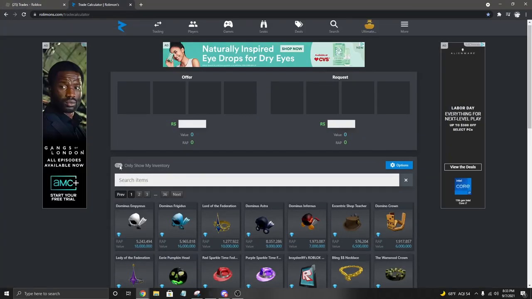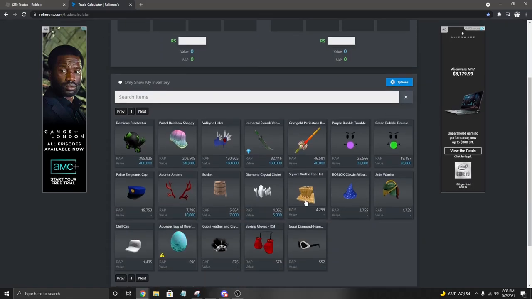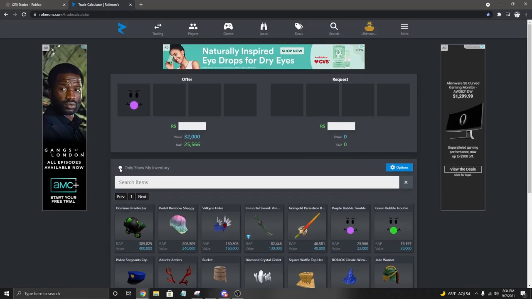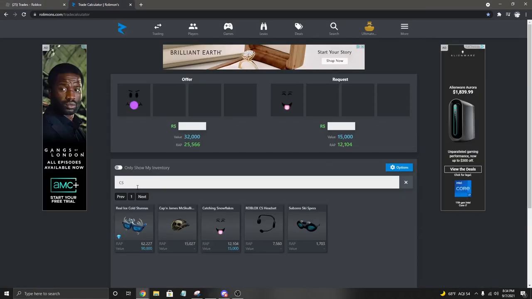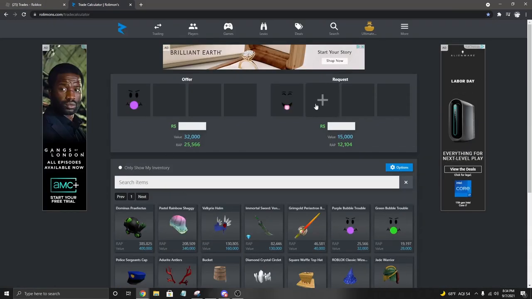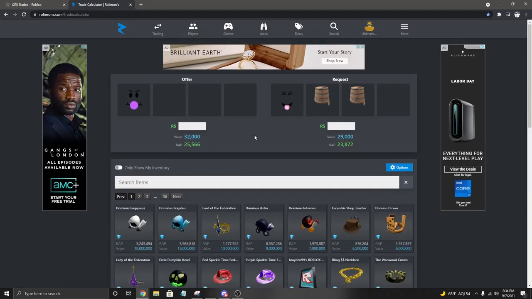So we'll go over to the trade calculator here, and we'll put in Bubble Trouble. And looks like we got, I think, a Catching Snowflake, and then two buckets. And I believe I have a bucket, so I can do that. And just like that, yeah, this is going to be a 3KL.